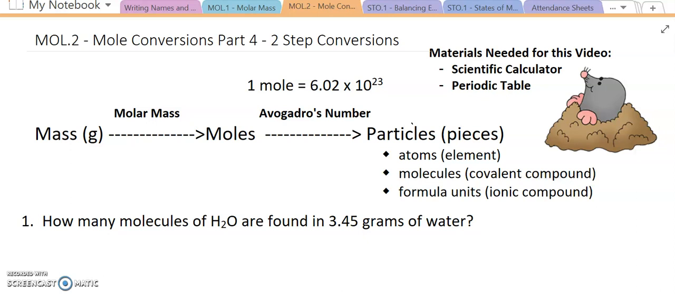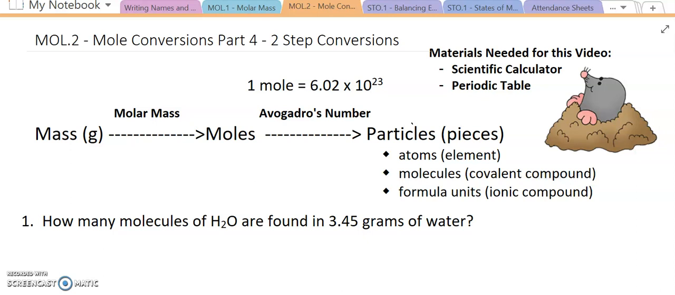Hi, this is Mrs. Blake, and today we're going to talk about the last part of mole conversions, two-step conversions. For this video, you need a scientific calculator and a periodic table. If you don't have a scientific calculator, remember you can just Google a scientific calculator, and the one on the screen will work just fine for these calculations.